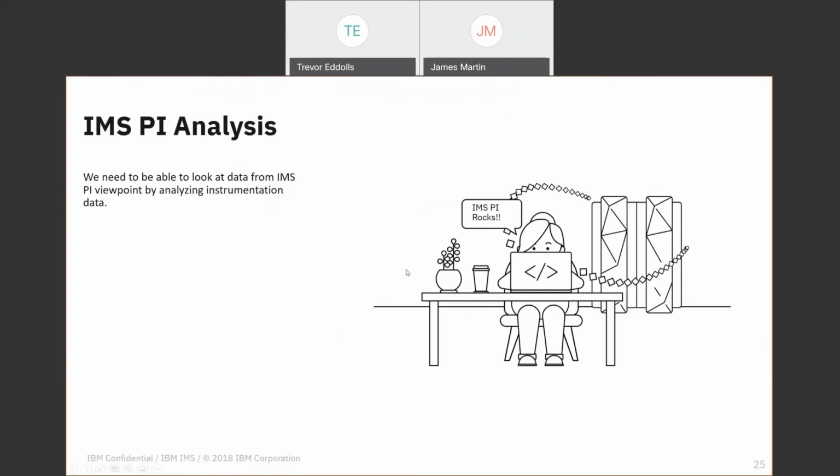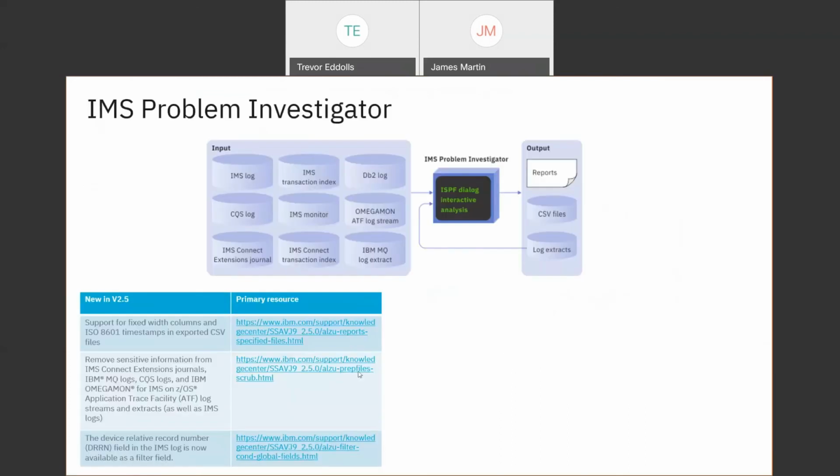Now, quickly to wrap up here, I've got about 5 more slides. A quick look at IMS PA. Once we've run a wealth of reports from PA and identified issues in transaction performance, we can use a tool like PI to do a deep dive analysis into the problem using that same group of instrumentation data around IMS. I can create some reports, some CSV files for off-host analysis, and log extracts as well.